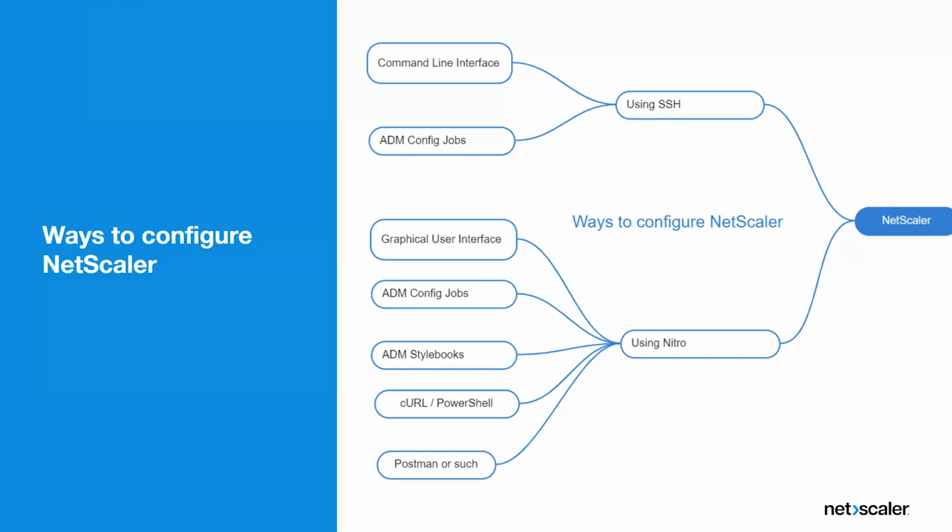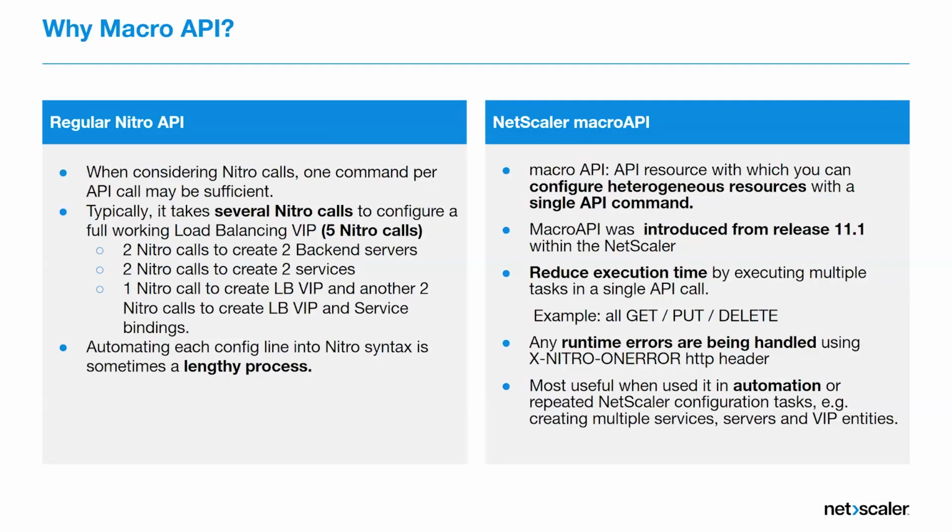But when it comes to Nitro, we would like to talk more about the macro API, which is a simplified version, a new introduction starting from the 11.1 operating system of NetScaler. Using the macro API, we are going to cut short the homogeneous operations. When I say homogeneous operations, if you have a requirement to automate creating 20 different backend servers or 20 services, or using the services, you need to create 20 different load balancing virtual servers.